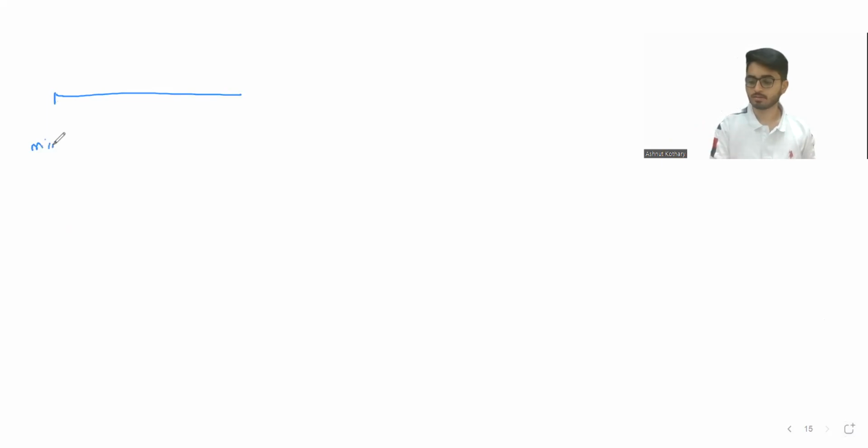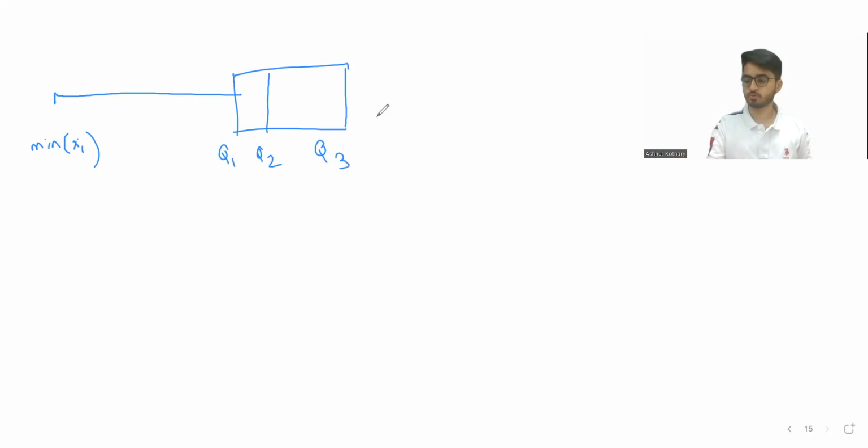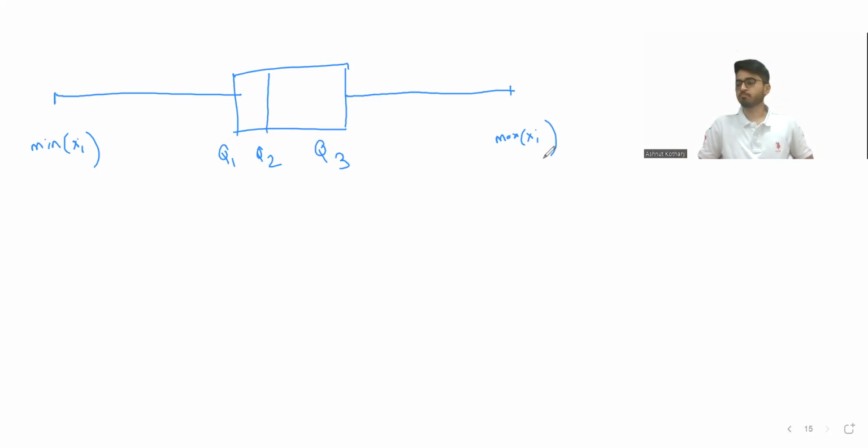So now let me show you how a box plot typically looks. Let's say this is the minimum value. This is Q1, this is Q2, this is Q3. Now if you see this, what all information can you get? You can find the median, which is Q2, which will give you an idea of the central location.